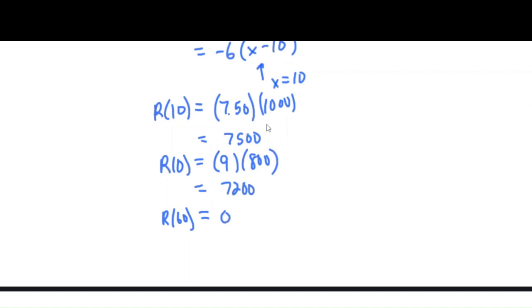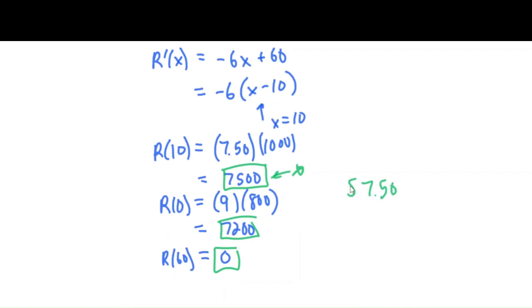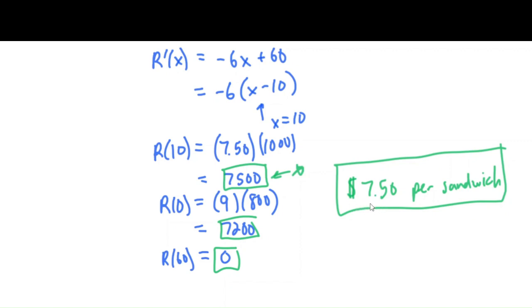So notice, what is our highest value of these three? Well, the highest one is this one. So the biggest revenue is generated when we do 10 price reductions of 15 cents each. Now let's look at what the question was asking. How much should the deli charge in order to maximize revenue? Well, we want 10 price reductions of 15 cents, so we want it to go down by $1.50. So that $9 is going to be reduced to $7.50. So the deli should charge $7.50 per sandwich in order to maximize their revenue.